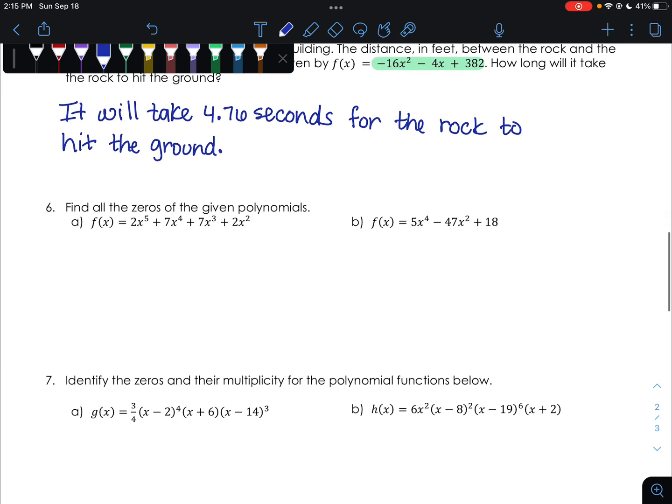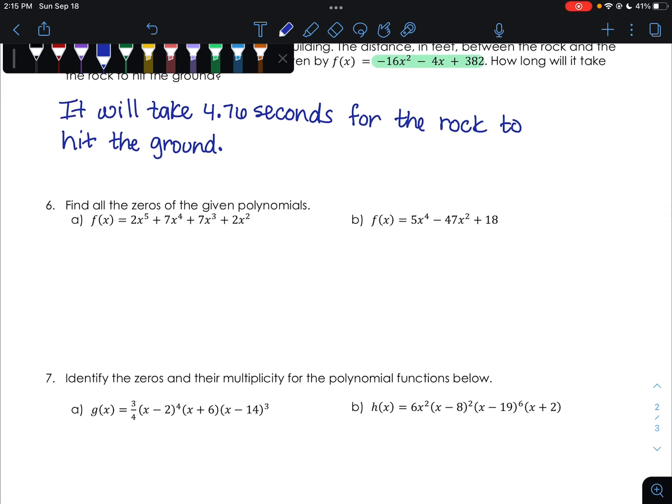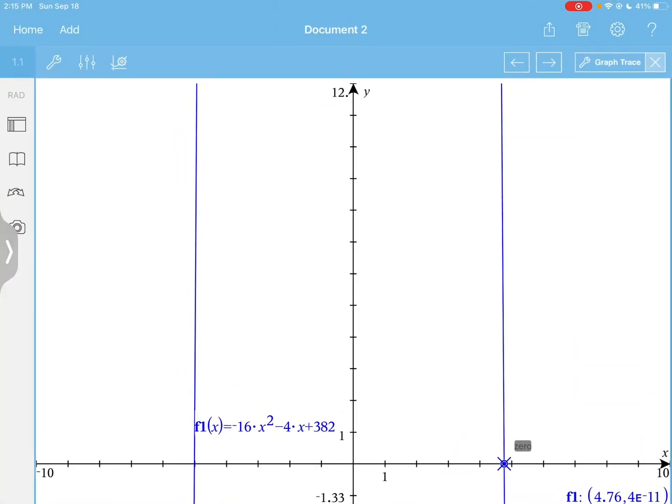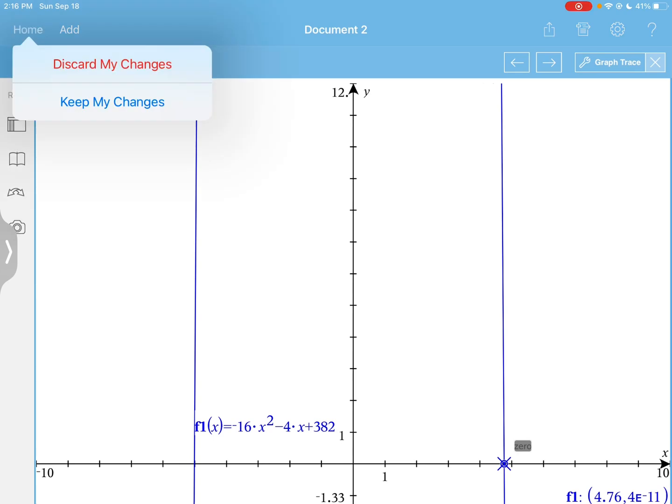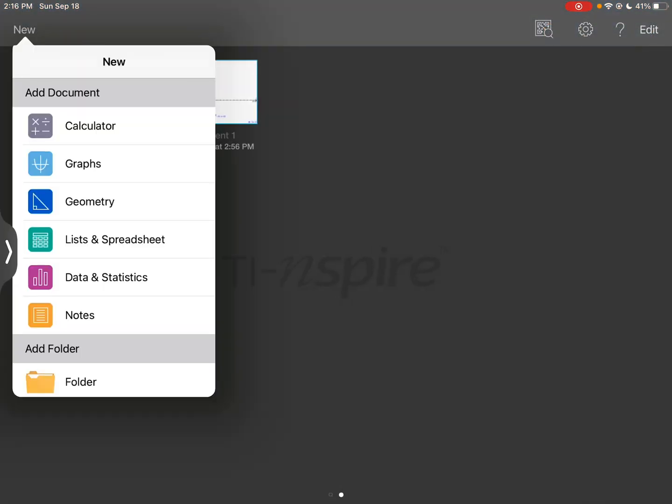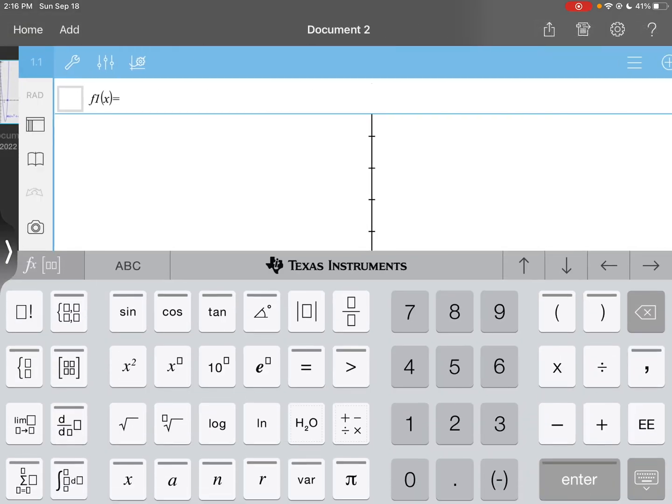Okay, number 6, find all the zeros of the given polynomials. So again, we're going to graph what we have, menu 5-1, find each of the zeros. So here we go. I'm going to go back to my calculator. I'm going to go home, new document. No, we don't want to save. Add a graph.